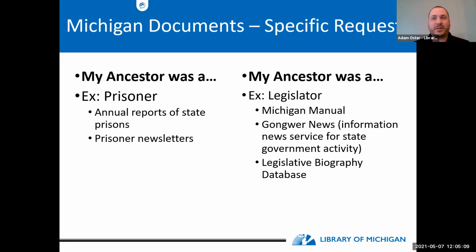or things related like the state hospitals, the psychiatric hospitals. If you had an ancestor who was a legislator, there are things like the Michigan Manual. We also have a legislative biographical database that we put together, so you can find information on there. Other types of things like Gongwer News, which relates to state government activity. We try to collect all those different types of things.